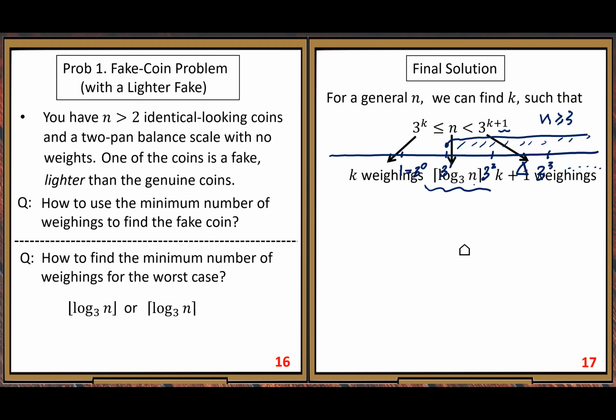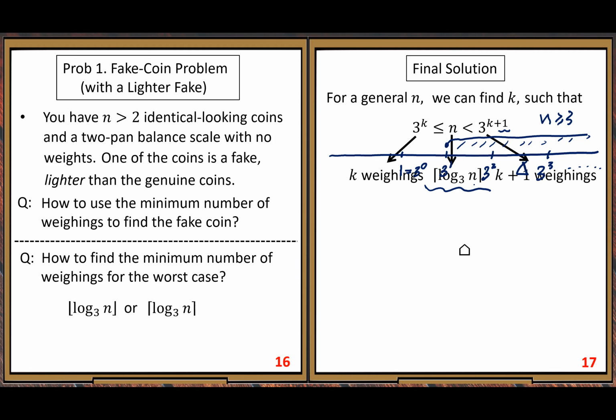Best case, worst case. Here we consider something that is sometimes quite confusing, best case, worst case. We solve this fake coin problem always for the worst case, right? Always for the worst case, no matter what.